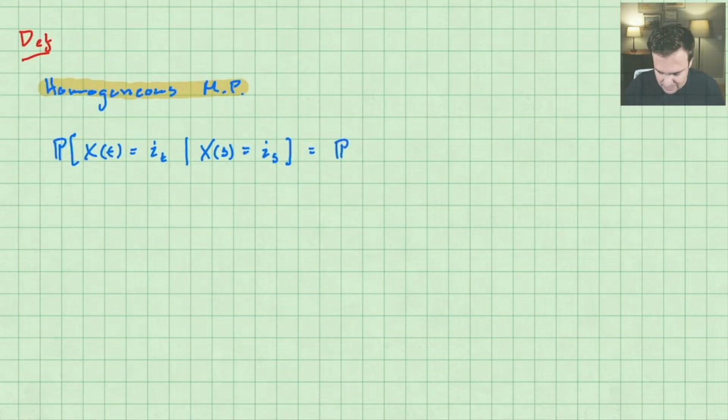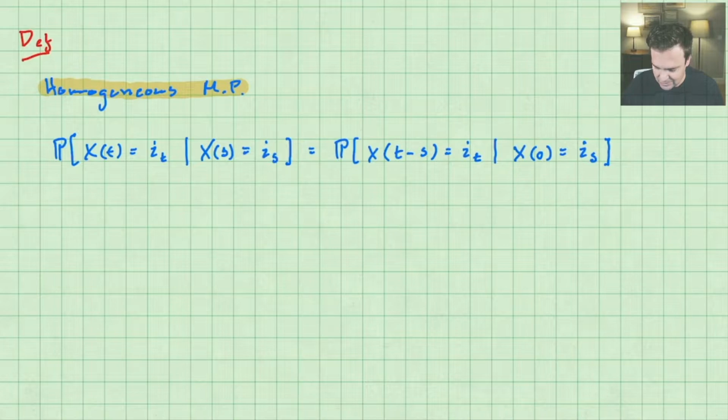So on the right-hand side, this is the same thing as the conditional probability for x at some t minus s having the value i sub t, given that x at time 0 had the value, I think we have to call this i sub s to make sure that it's the same as the one on the left. There might be a typo in the notes there, sorry about that. And this has to hold for all t greater than s. All right, so that's the definition of a homogeneous Markov process, or in other words, a homogeneous continuous time Markov chain.